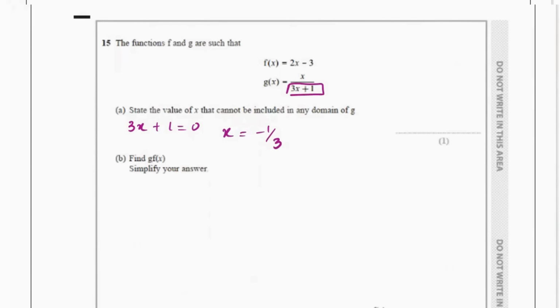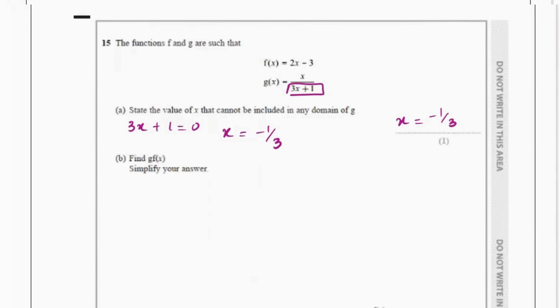This is the value at which the function does not exist, because if you put this into the equation, the denominator becomes 0. And in a fraction, if the denominator is 0, the function is undefined. And undefined functions don't exist. Hence, x cannot be equal to negative 1 over 3.